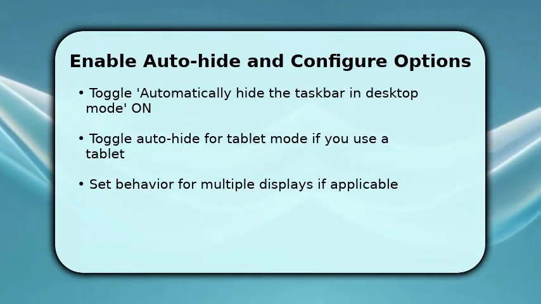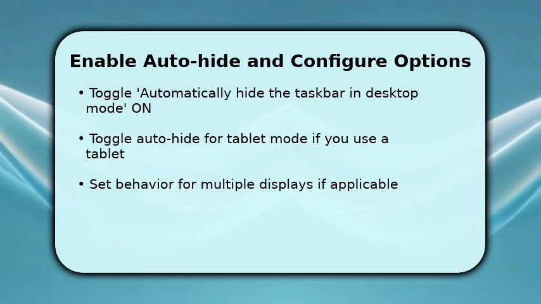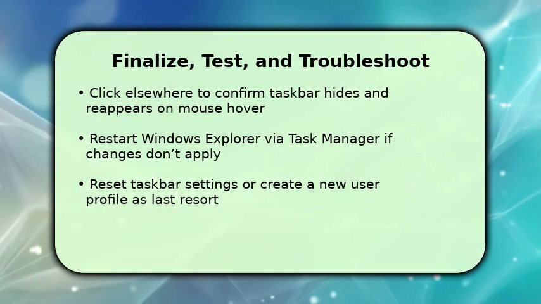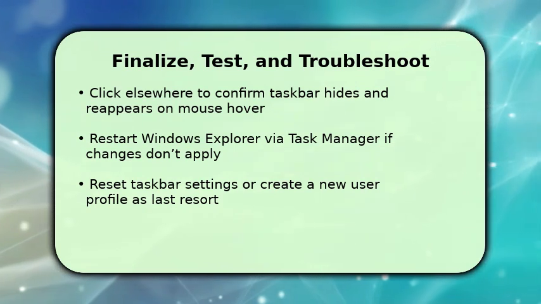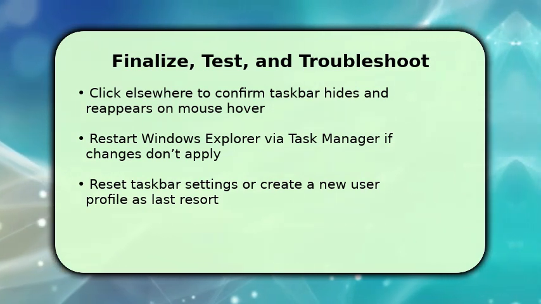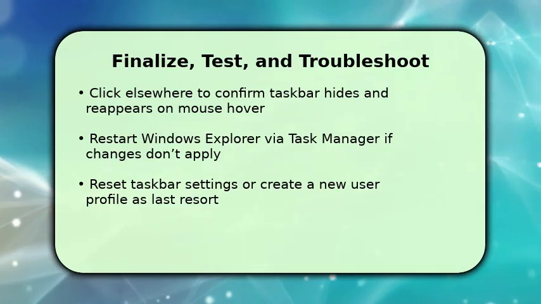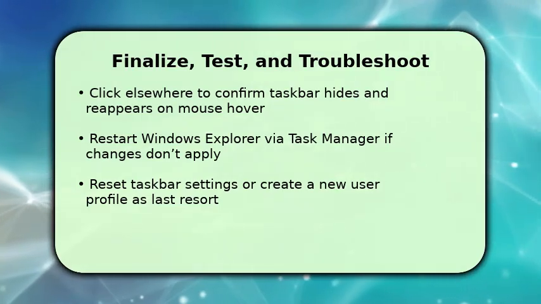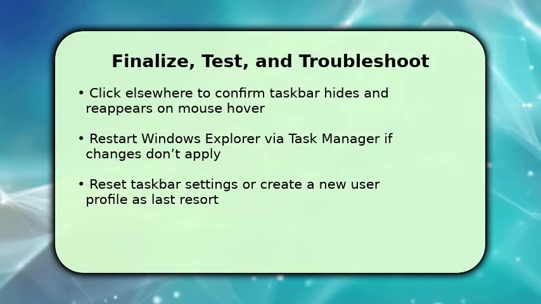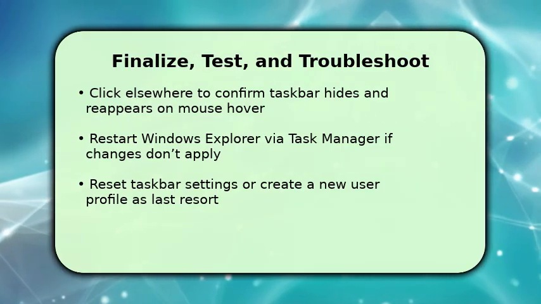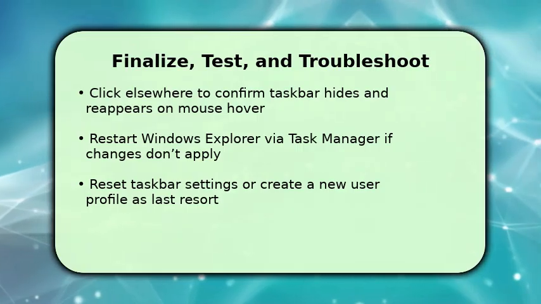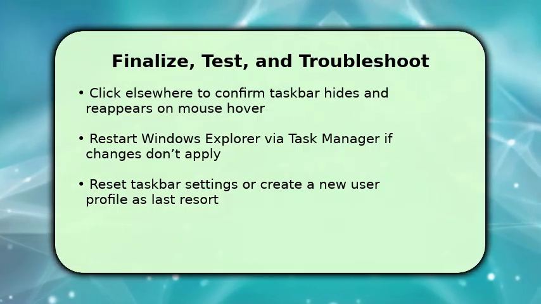With settings applied, move your mouse away and watch the taskbar slide down. Hover or press the Windows key to bring it back. If the bar still stays visible, open Task Manager, find Windows Explorer, right-click and choose Restart. That often forces the new behavior. If restarting Explorer fails, toggle the auto hide off and on again or sign out and back in. As a final troubleshooting tip, try creating a fresh user profile.